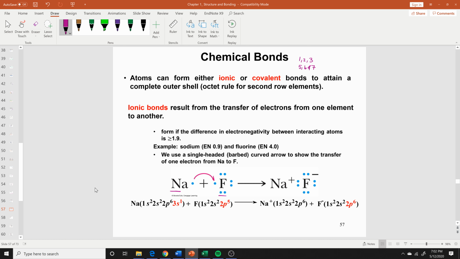Ionic bonds normally form if the difference in electronegativity between the atoms is greater or equal to 1.9. There is an electronegativity table that I'm going to show, and in this table you can calculate the electronegativity of the bond that you're forming, and if it is greater or equal to 1.9, then the bond is ionic. Or you can go with the rule which says that ionic bonds are formed between groups 1, 2, 3, and 5, 6, and 7.